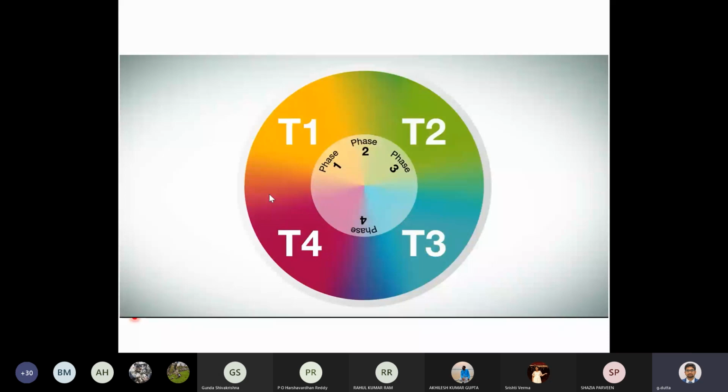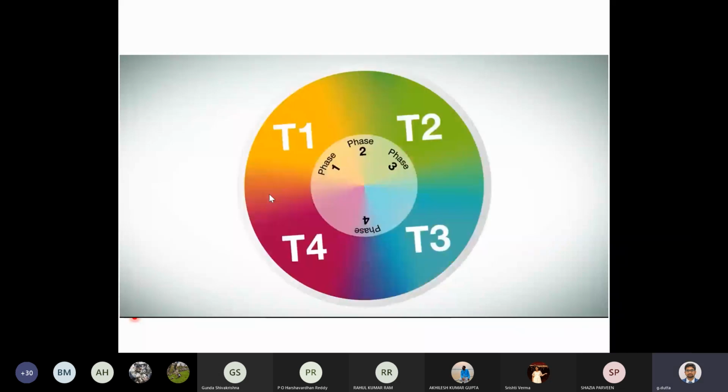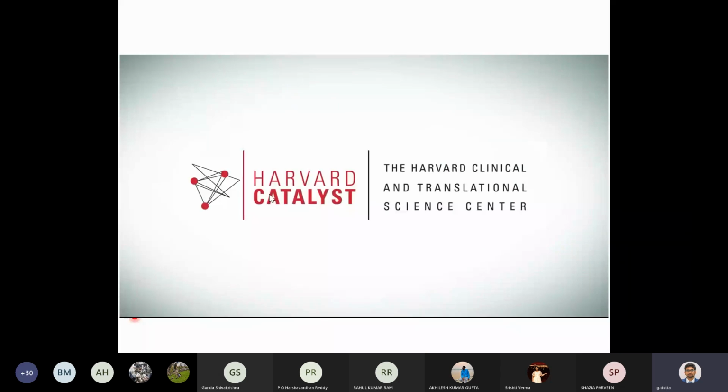And most new treatments don't follow the process smoothly in one direction. Often discoveries made in one domain may necessitate that researchers backtrack into earlier phases. Although the road is long, clinical and translational research can have enormous impact on human health.